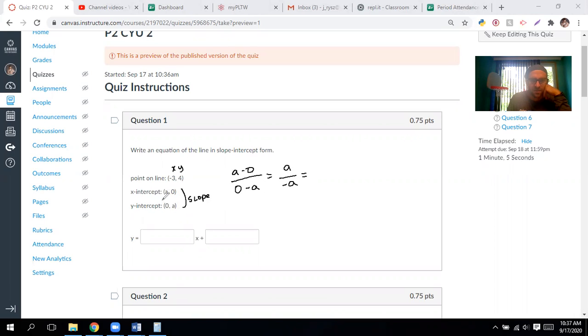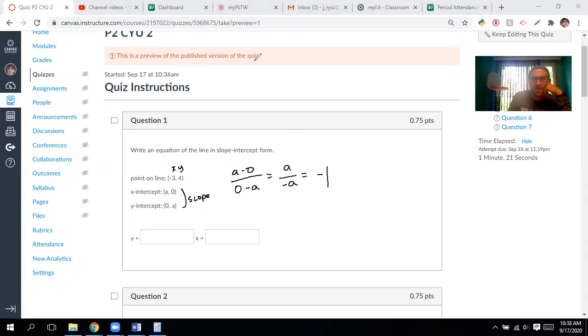Now, no matter what the number is, if this is at (5, 0), that's at (0, 5), or (6, 0), that's at (0, 6), we're always going to get the same two numbers on the top and bottom, except one's going to be negative. So the slope is always going to be -1.